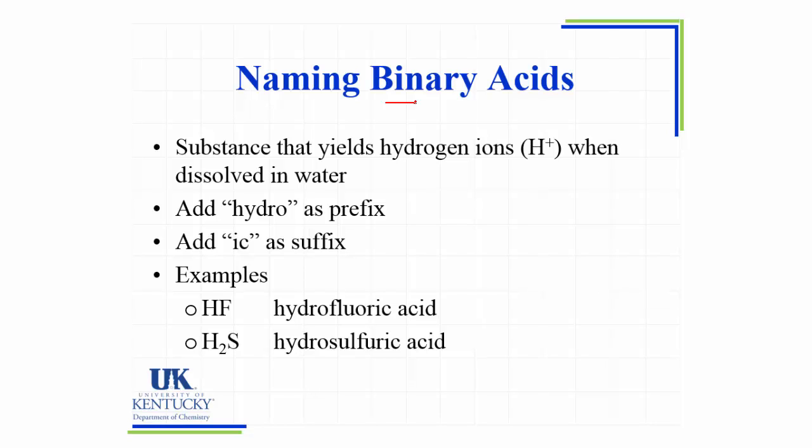These are substances that yield hydrogen ions or hydronium ions when they're dissolved in water. To name them as acids, we simply add hydro as a prefix and ic as a suffix. Let's look at a couple of examples. For the acid formed from fluorine, which is HF, we have hydro, fluor for the fluorine, ic, acid. We can do the same thing for sulfur. It becomes an acid when we have hydrogens added at the beginning, so we have the formula H2S. We add hydro as a prefix, we have the name sulfur, and we add ic acid to the end.